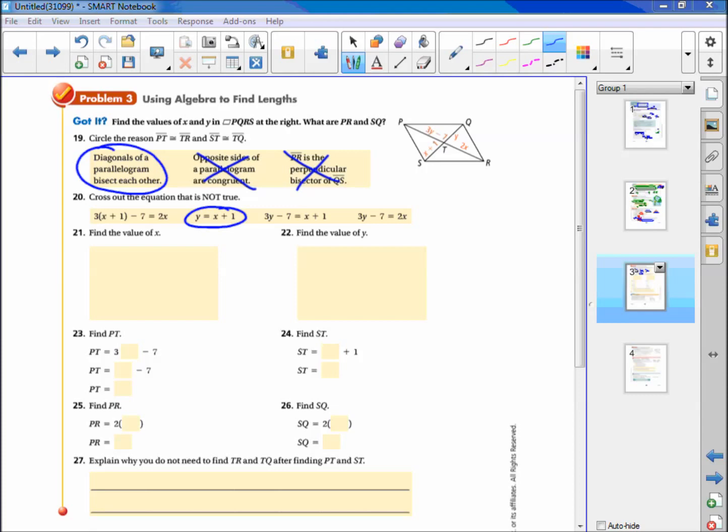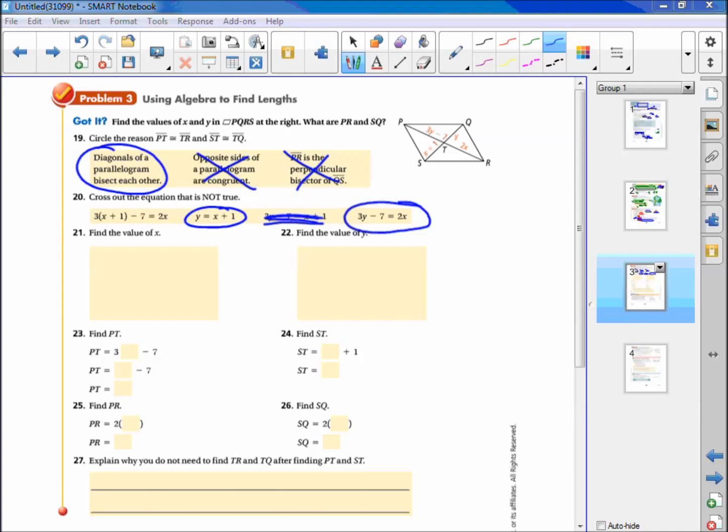Okay. And then we go the other way. I know that SQ is supposed to cut PR in half, so 3y minus 7 should equal 2x. So this one works. And then one of these other ones is wrong and one of them is correct. So let's take a look at it for a second. This one here says 3y minus 7 equals x plus 1. That's a diagonal from one equals half of the diagonal from the other. So this is bad. We can go ahead and cross them out. But why is the first one good?